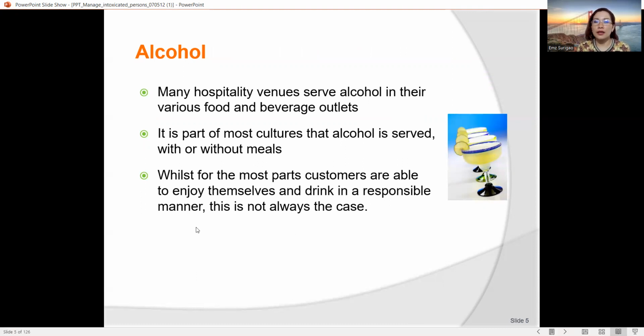The cause of intoxicated persons is alcohol. In the hospitality industry, many venues serve alcohol in their various food and beverage outlets. It is part of most cultures that alcohol is served with or without meals. While most customers are able to enjoy themselves and drink in a responsible manner, this is not always the case.